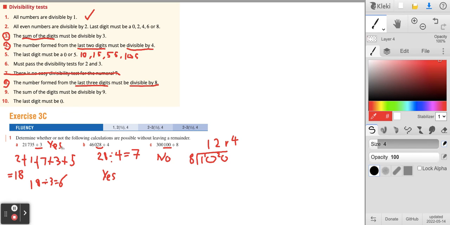So that's the first 3 questions for 3C using your divisibility tests. As you're going through the questions in this exercise, I highly recommend you have a look at the table that you've been given and try to recall all of these tests for divisibility. Good luck.